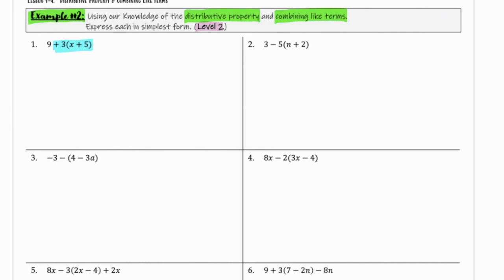So I'm going to distribute that 3. So I am going to drop down this time 9 first and then do my distribution. I multiplied right away in this one. At this point, I'm going to see my like terms.